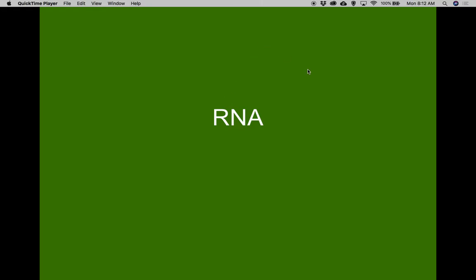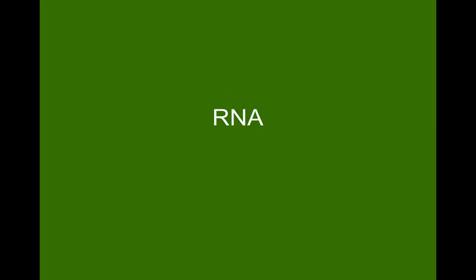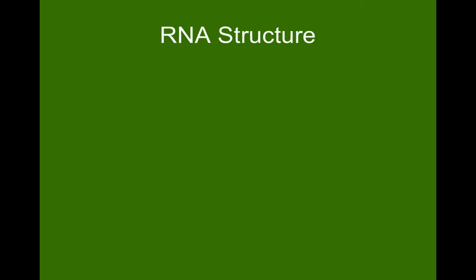Okay, so we are starting today by looking at RNA, which is obviously another type of nucleic acid. It is similar to DNA, but it's different in a couple of ways. So we're going to start off by looking at the structure of RNA. So RNA structure is a polymer, just like all nucleic acids are.